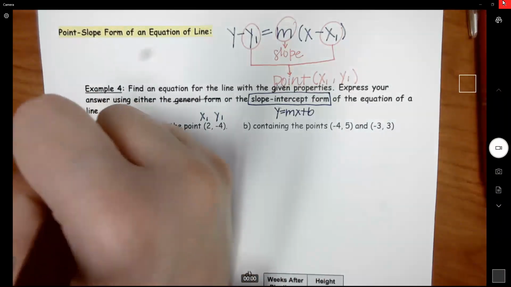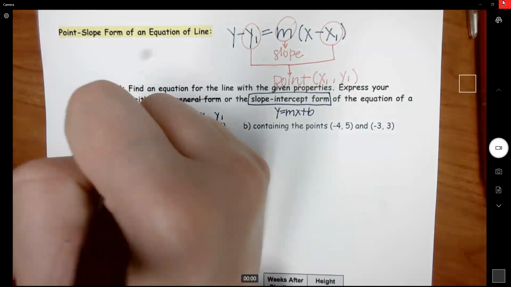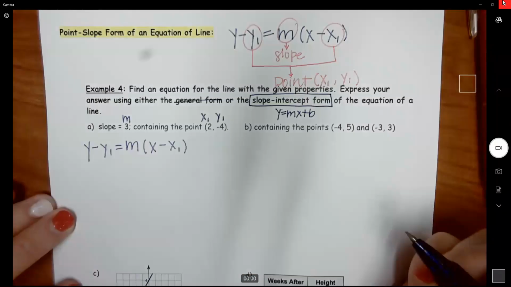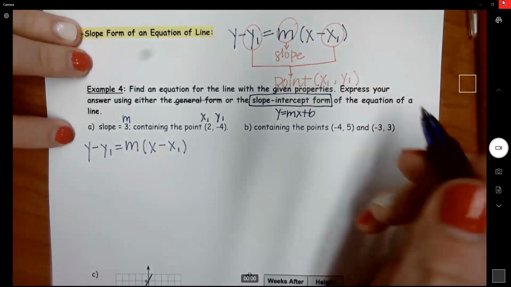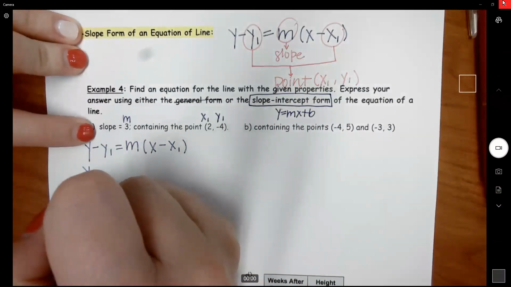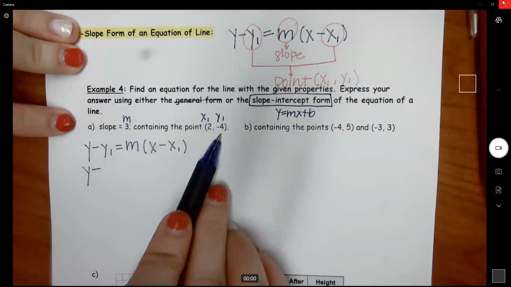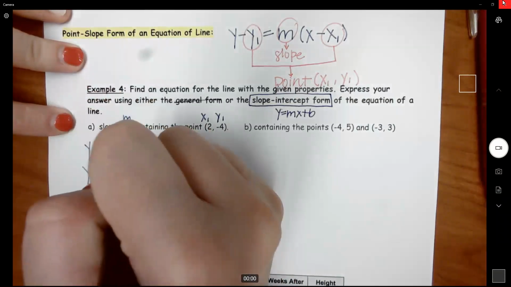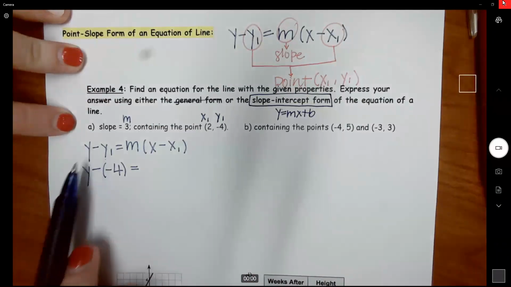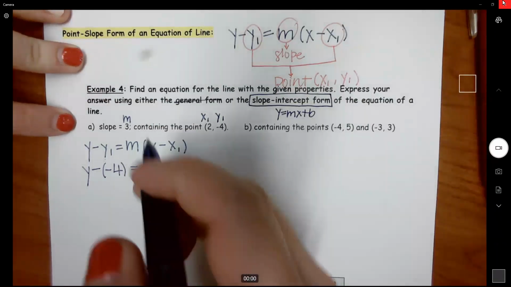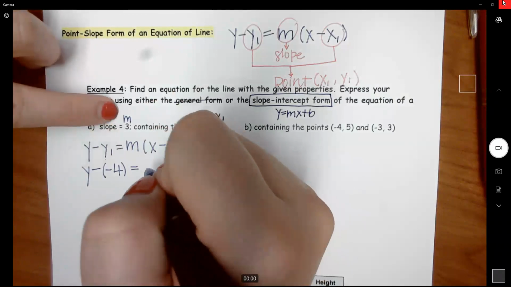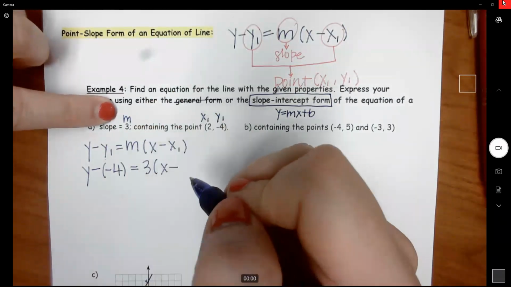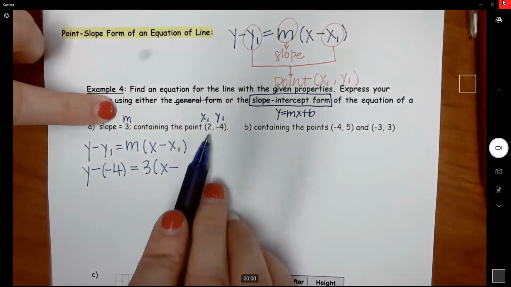So if I rewrite my formula, substitute in what we have. I have nothing for y, so that comes down. Minus, what's my y1? My y1 is -4. Again, two negatives, one from the formula, one from my number. My slope is 3. And then x minus my x1 is 2.